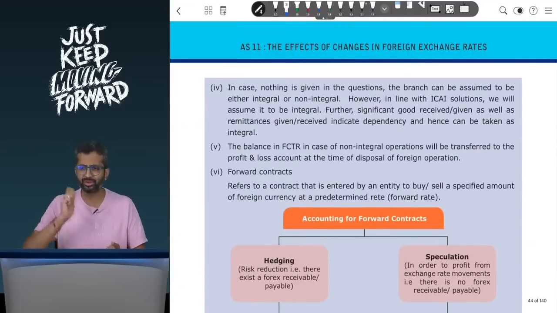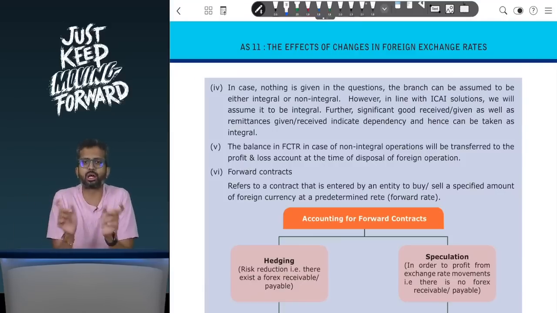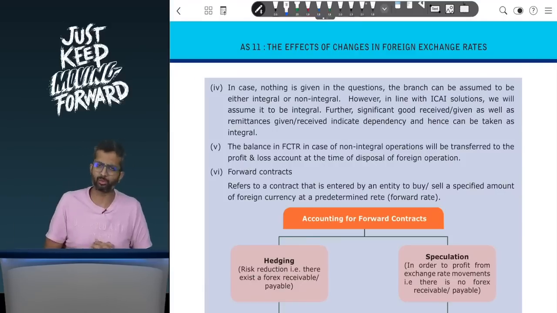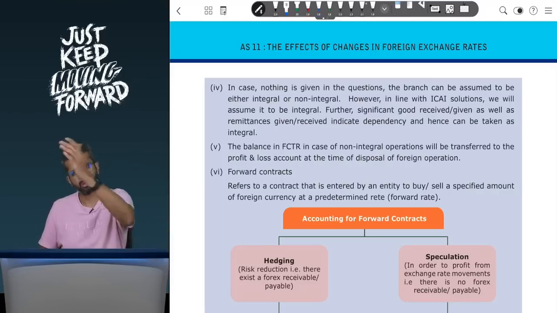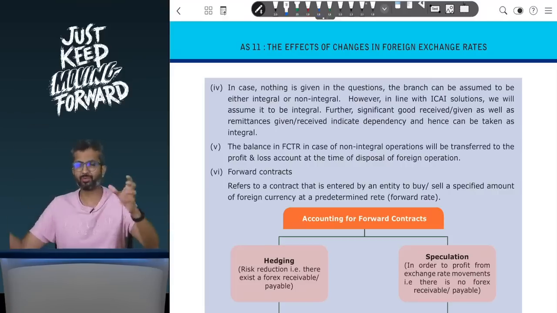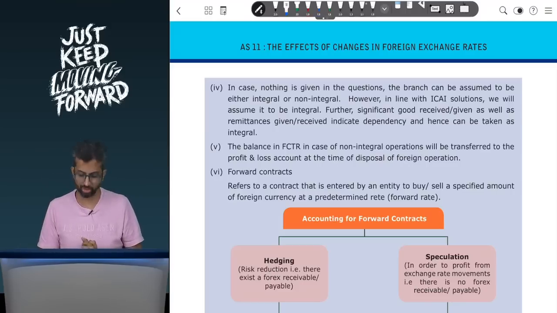Sometimes there might be goods sent to branch or goods received from HO. These would be recorded at the corresponding rates because they have to be eliminated, they have to be knocked out. So the rate at which the goods sent to branch have been recorded in the HO's books, that same will be recorded for the purpose of translation in the branch's books.